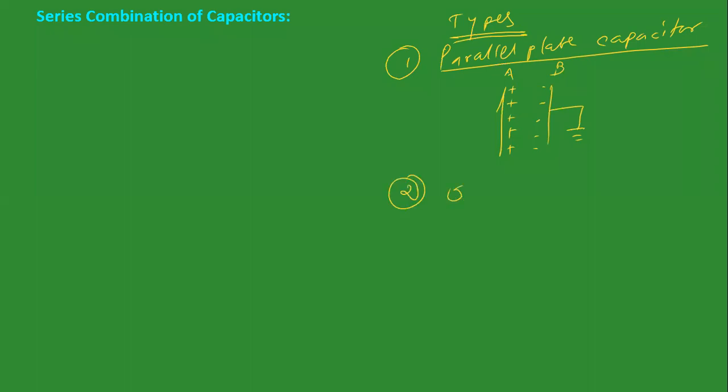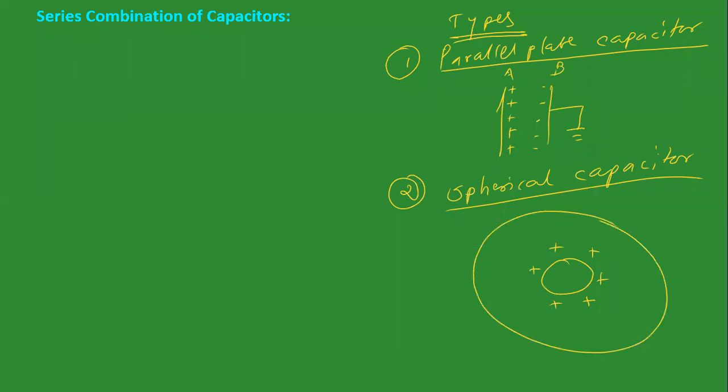Second one is the spherical capacitor. In a spherical capacitor, two concentric spheres are there. The inner sphere is given positive charge and the outer sphere is uncharged. Then negative charges are induced on the inner portion and positive on the outer portion. When we ground it, positive charges escape to the ground.